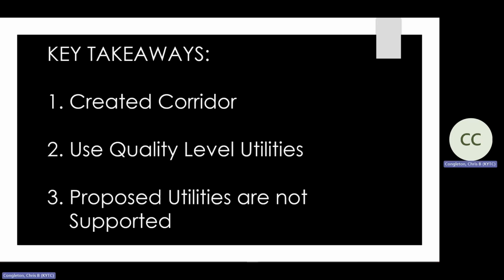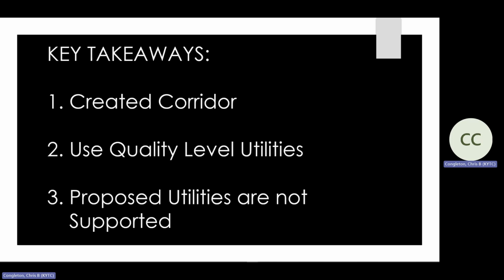Some key takeaways on this example are: it is assumed that you have a created corridor. It's also assumed that you know how to create a corridor. If you don't know how, please refer to one of our other videos. It would be unusual to have geometries of your utilities without a corridor, so that's why I'm assuming that a corridor will be there.